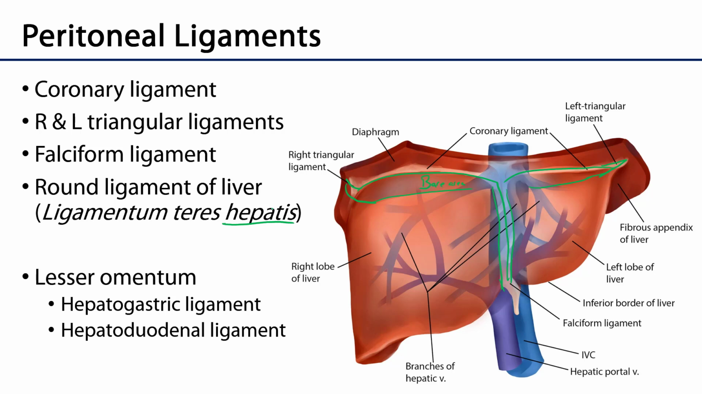And then we also have elements of the lesser omentum, which are associated with the visceral surface of the liver. So there is the hepatogastric ligament, which attaches the liver to the stomach, and the hepatoduodenal ligament, which is going to attach the liver at the porta hepatis, which we'll discuss on the visceral surface, to the duodenum.